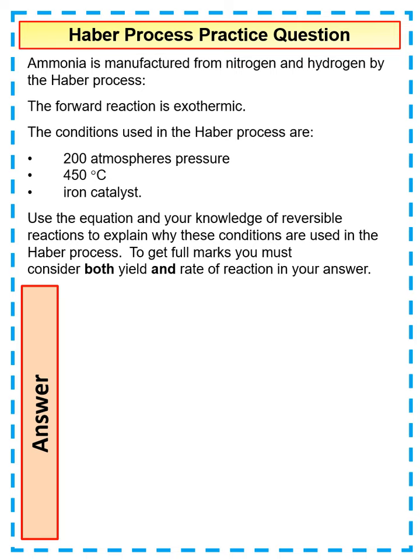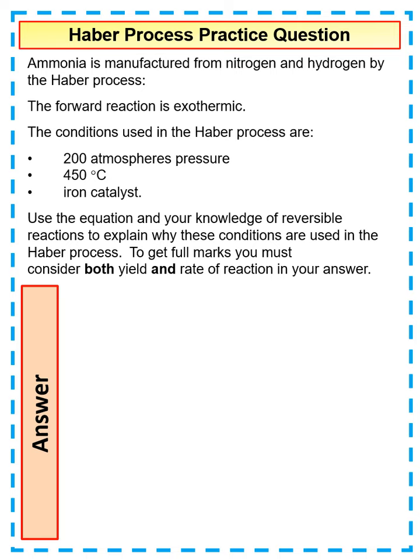So this question is about the Haber process. In the Haber process, remember, it's ammonia that is being produced from nitrogen and hydrogen in the air. The forward reaction is exothermic, so it gives out heat energy. The conditions used are 200 atmospheres of pressure, 450 degrees, and an iron catalyst.